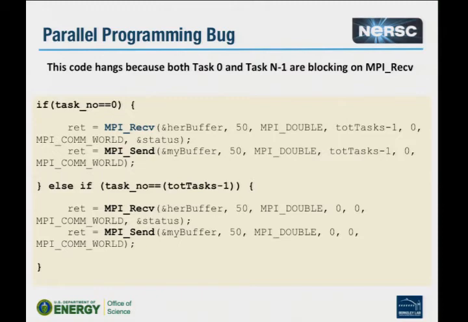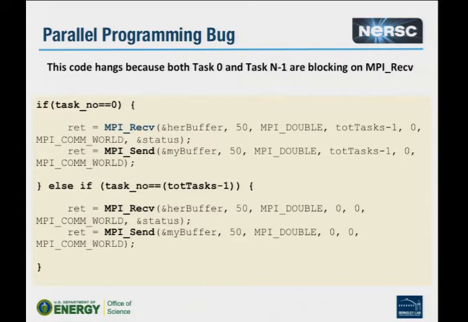So here's a quick example of a parallel programming bug. I've quite artificially taken two tasks, the first one and the last one, and in both cases called MPI receive, which is actually a blocking call, so it will wait until it gets its send to continue. In this case, I've called receive on both ends before I've sent on both ends, so it's just going to sit there forever. The idea here is to see if we can use DDT to try to find that bug.